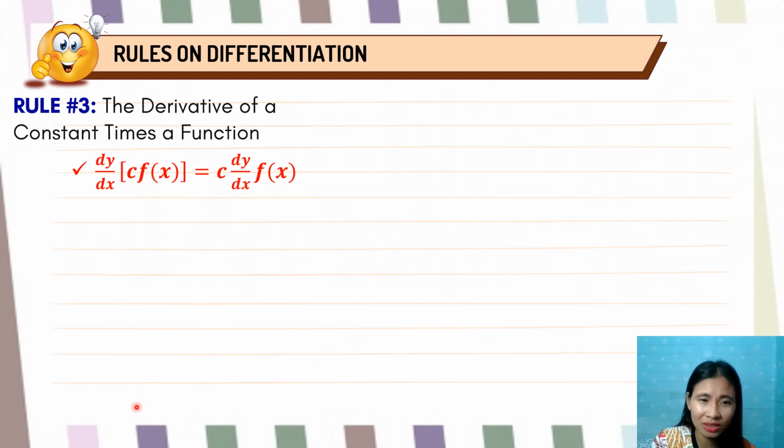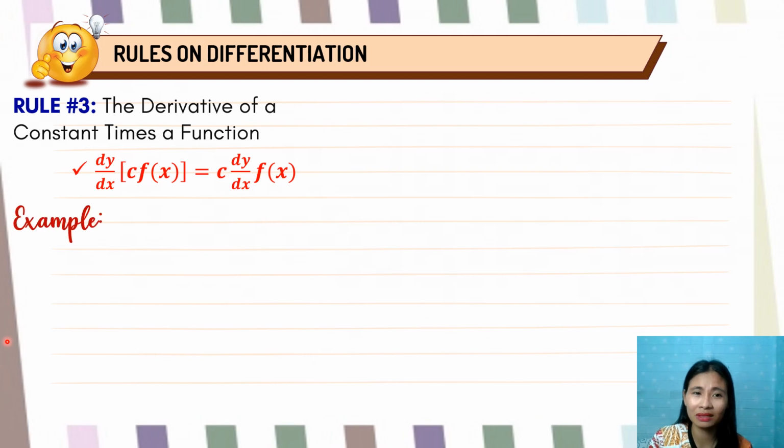Here, c represents a constant. Which means if you are given a function with a numerical coefficient that is greater than 1 or less than 1, all you need to do is factor that out, or let it out of the derivative form. Then you just have to solve for the derivative of the remaining function.